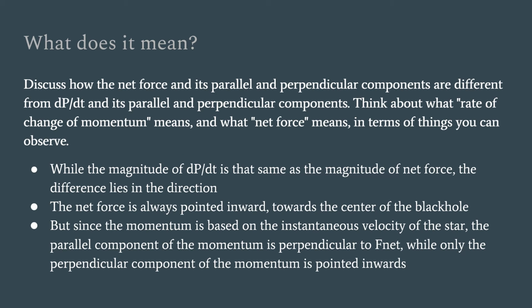And our first discussion question is asking how the net force and its parallel and perpendicular components are different from dp/dt and its parallel and perpendicular components. So while the magnitude of our change in momentum over the change in time is the same as the magnitude of the net force, the difference lies in their direction. The net force is always pointed inwards towards the center of the black hole, but since the momentum is based on the instantaneous velocity of the star, the parallel component of the momentum principle is perpendicular to F net, while only the perpendicular component of the momentum is pointed inwards.